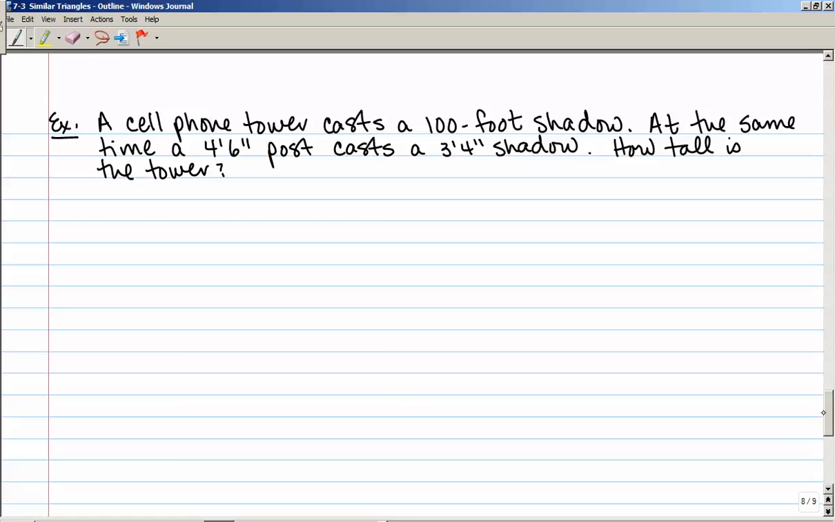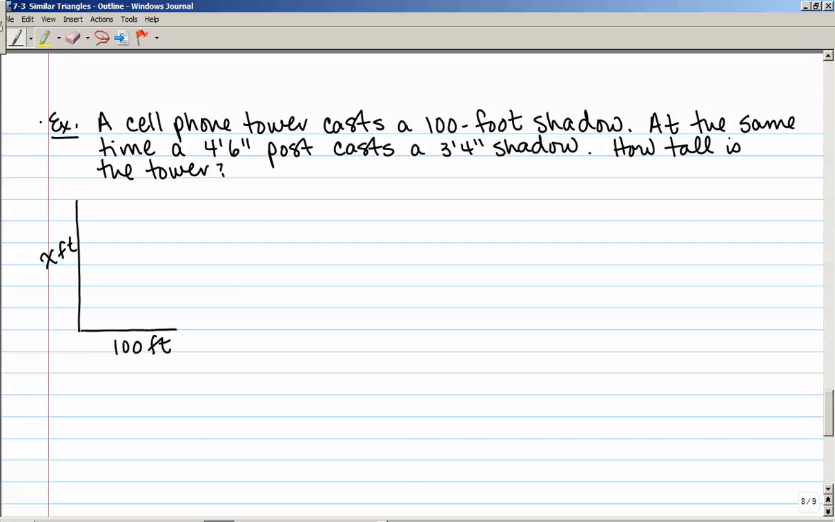And our last example here says a cell phone tower casts a 100-foot shadow. At the same time, a 4-foot 6-inch post casts a 3-foot 4-inch shadow. How tall is the tower? Let's go ahead and draw a picture here. So this is going to be my cell phone tower, okay, and I don't know how tall it is. I'm going to call that x feet. But the shadow it casts is 100 feet.